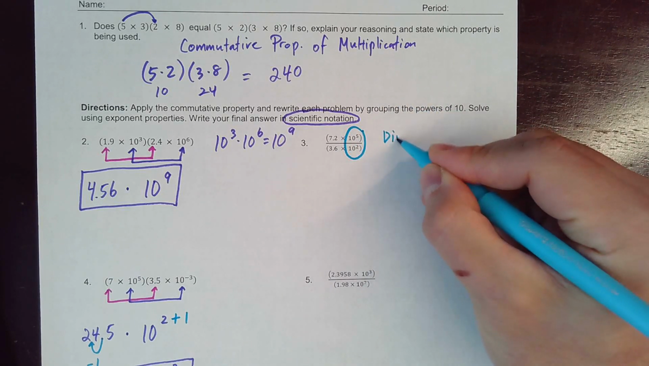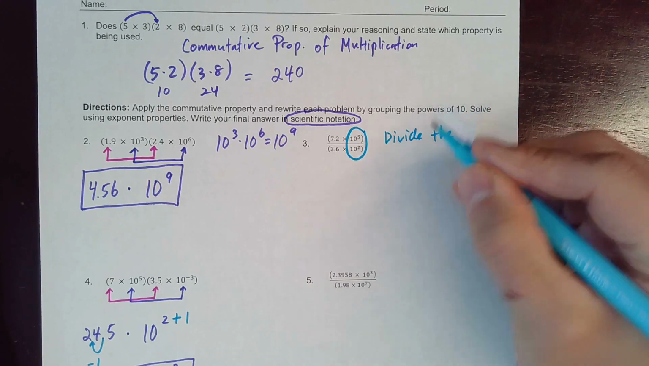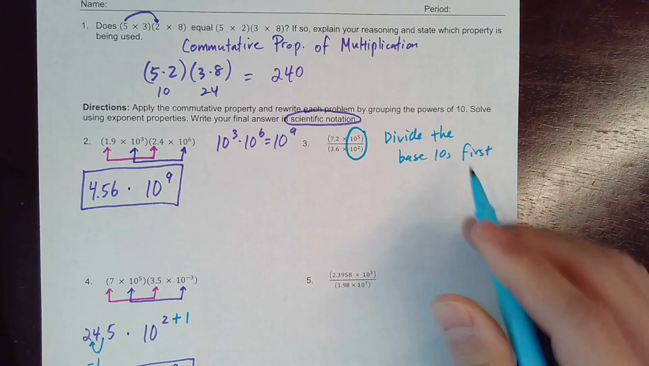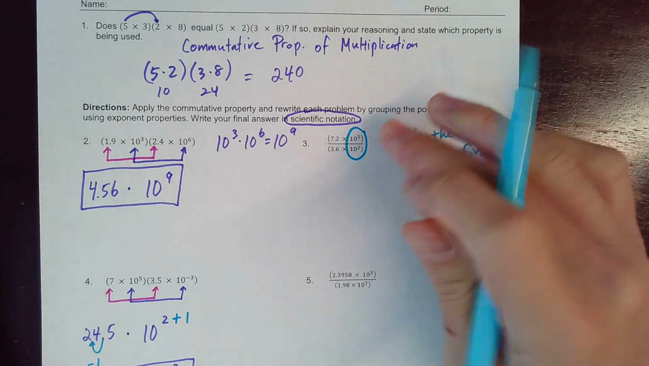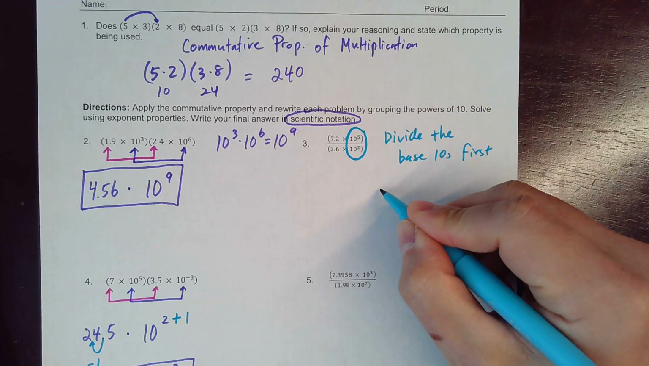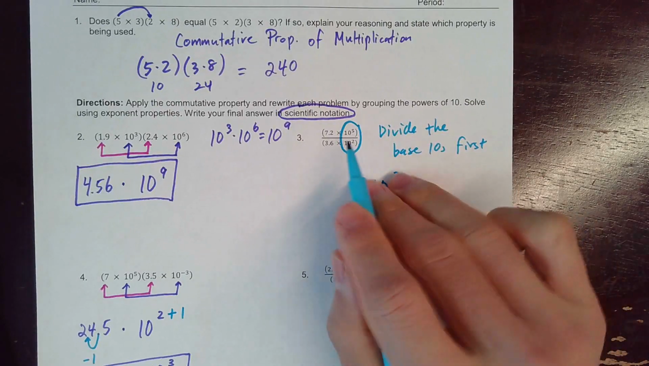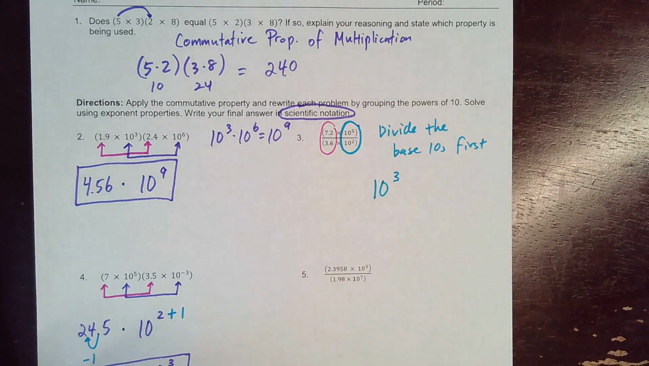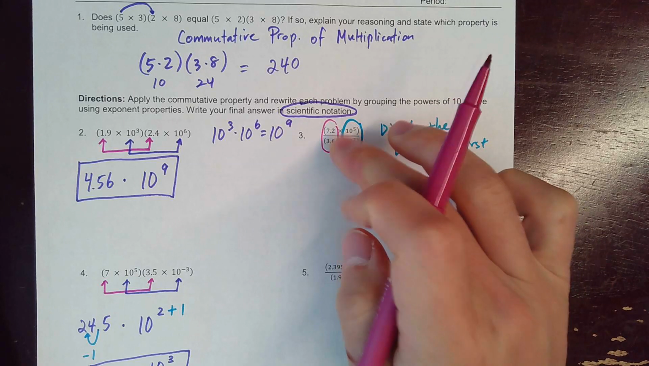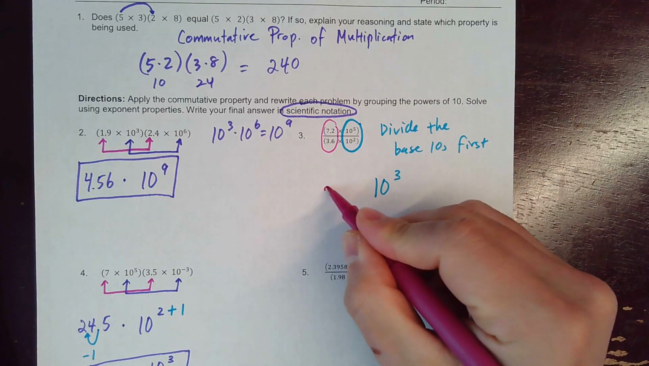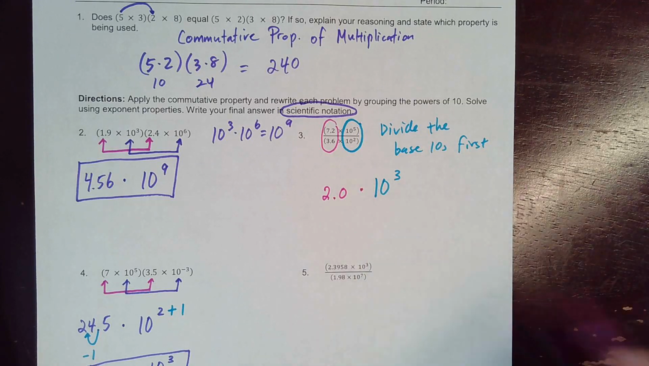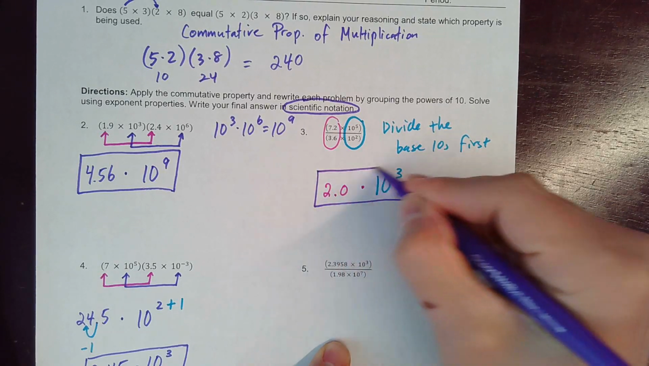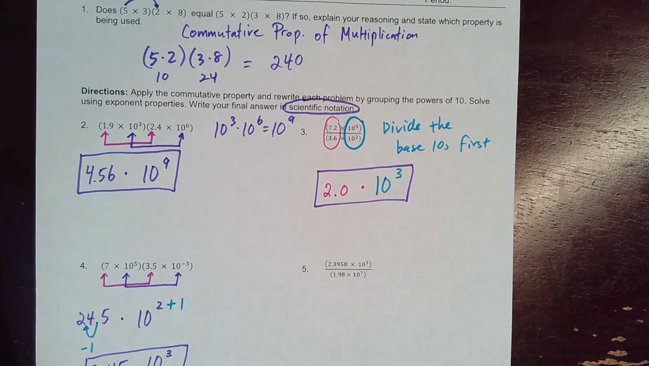And so I would say divide the base 10s first, right? So figure out what that ratio is. And in this case, 10 to the 5th divided by 10 squared is 10 cubed, right? And then next you divide 7.2 by 3.6. And I don't even need a calculator for that. I know that 7.2 divided by 3.6 is just 2, right? So it's 2.0 times 10 to the 3rd. And that's my final answer, right? This is already in scientific notation. So I kind of lucked out on that.